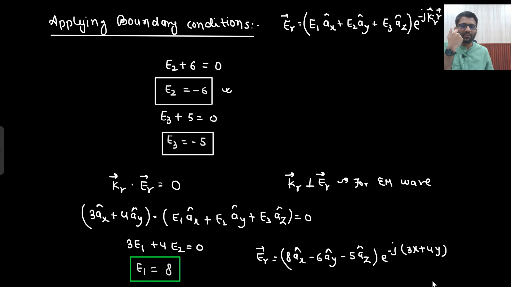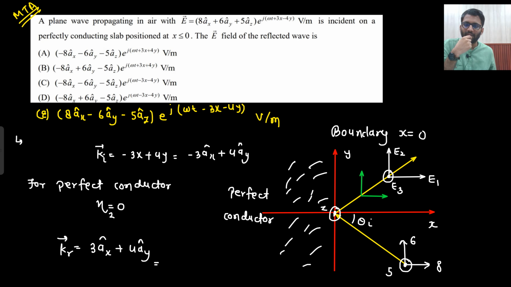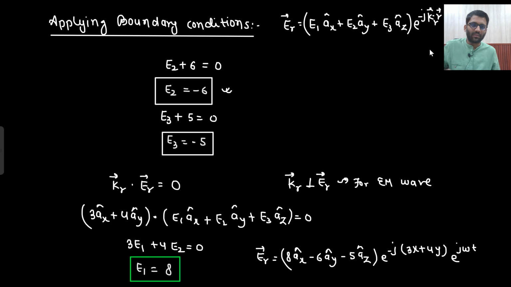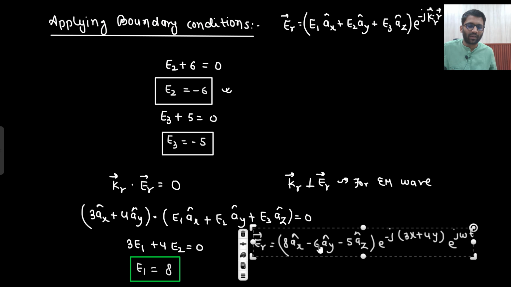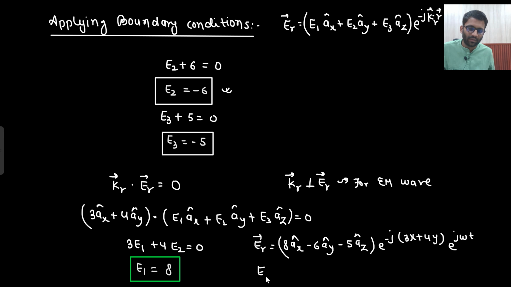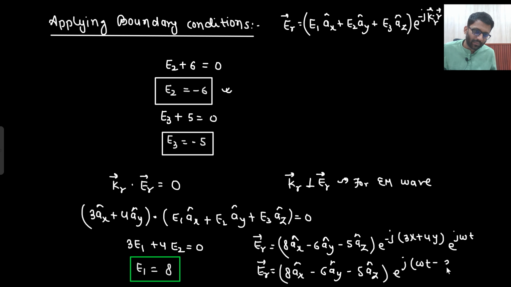So omega t will also be there, so into e to the power j omega t. Okay. So j omega t will also be there if I need to introduce the time term. If I solve it completely, what am I going to get? My ER would be 8ax minus 6ay minus 5az, times e to the power j omega t minus 3x minus 4y. So this would have been the answer, which was not mentioned in the options.